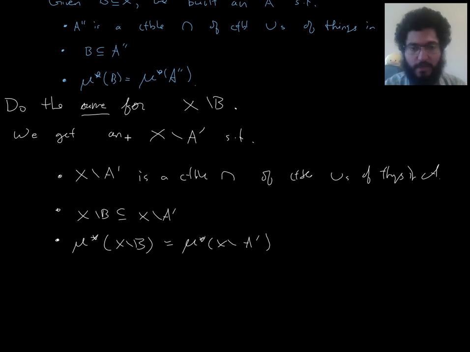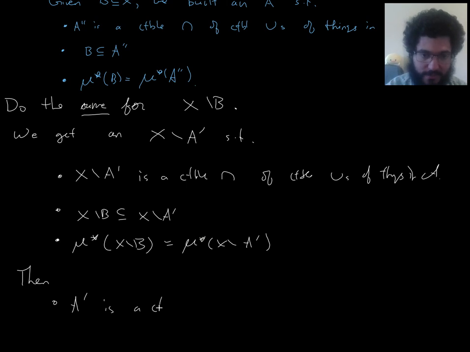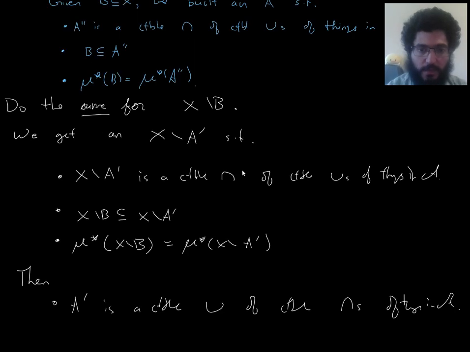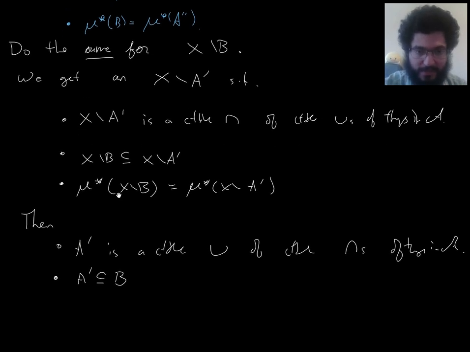Okay, so now what do we know about A prime? Well, by De Morgan's law, applied a couple of times, A prime is the complement of something which is a countable intersection of countable unions of things in A. So A prime is a countable union of countable intersections of things in A. So that's part of what we wanted here, that it's a countable union of countable intersections of things in A. So that's good. Also, this inclusion of complements flips around and becomes this inclusion of sets. So A prime lives inside B. But what about this?